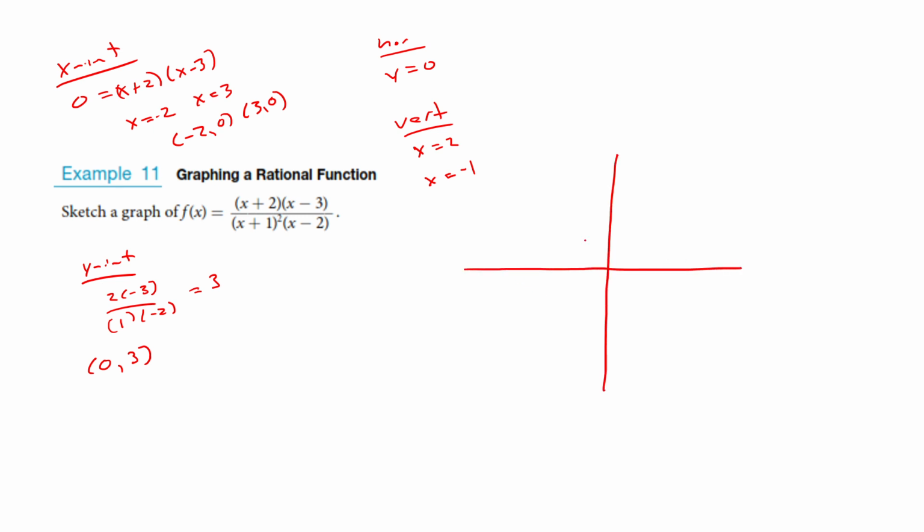So I've got a horizontal asymptote right there along the x-axis. I've got vertical at 2 and -1. Okay, let's do our intercepts. I got intercept there.